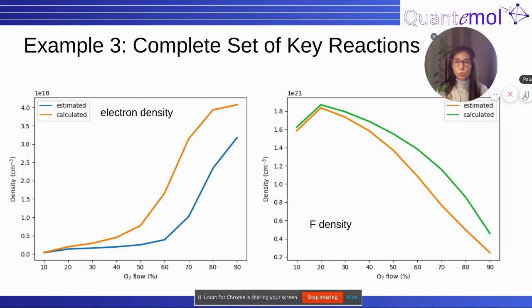This slide shows the differences we can see after running a global model with the cross-sections which we estimated and also with cross-sections which we calculated. The first one is electron density, and as you can see, it was seriously underestimated in the case of the set where we just guessed our cross-sections, and for fluorine density it was also underestimated.